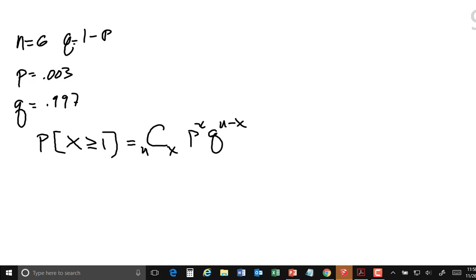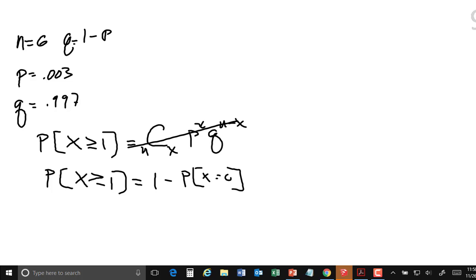So the shortcut is to take 1 minus the probability that the random variable X is equal to 0. That will tell you the probability of at least 1. So this is a problem because we don't know how to do it with this inequality. But we know how to do this. So let me scratch this out, because this is the answer I want. But first I have to calculate the chances that none of them are contaminated.